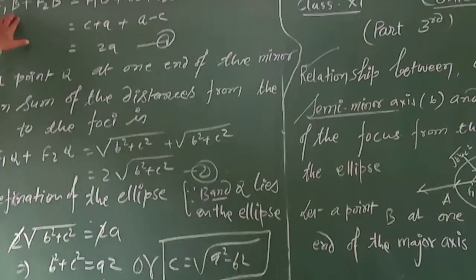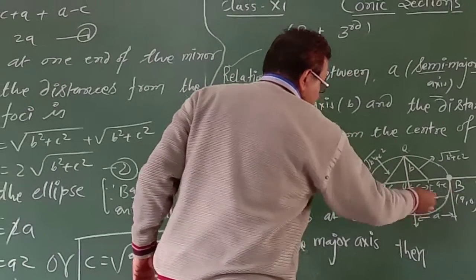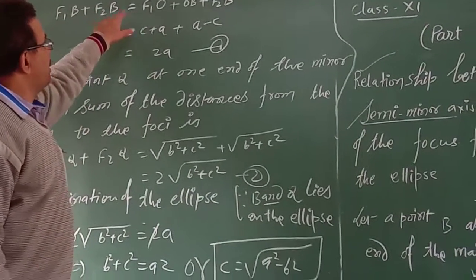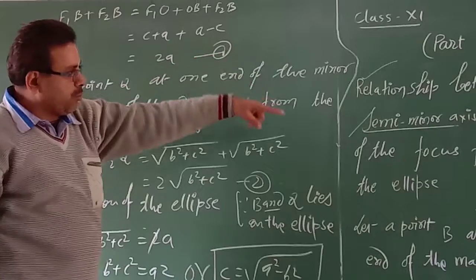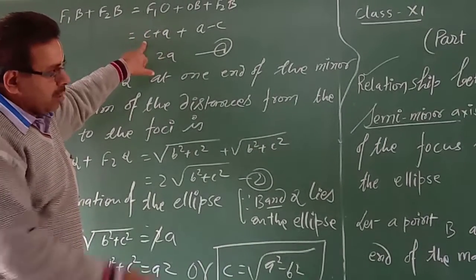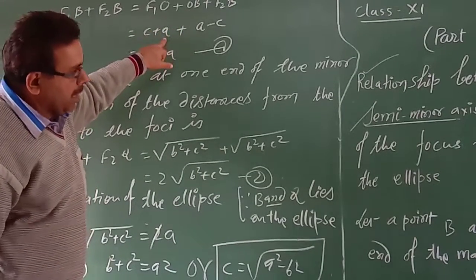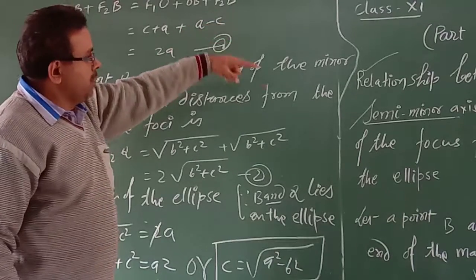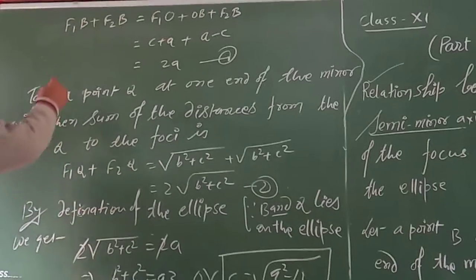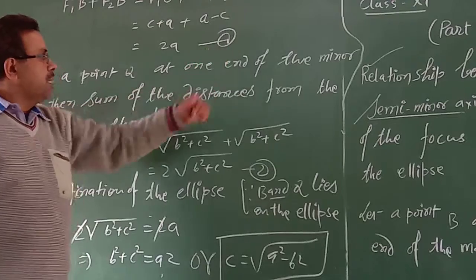Then F1B here, F1B, it is equal to F1B plus F2B equal to F1O plus OB plus F2B. Adding in figure there and putting the value of F1O, it is equal to आपका c and the value of OB is equal to a and F2B is equal to a minus c. So c will be cancelled to each other and we have the value of F1B plus F2B is equal to 2a, taking as equation first.